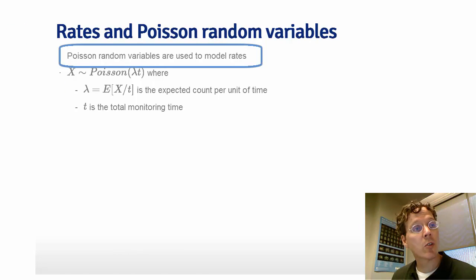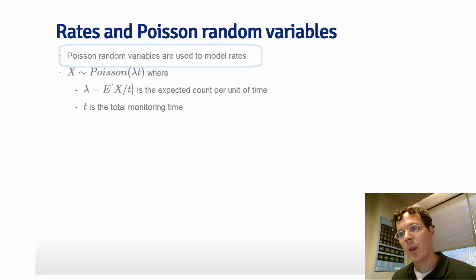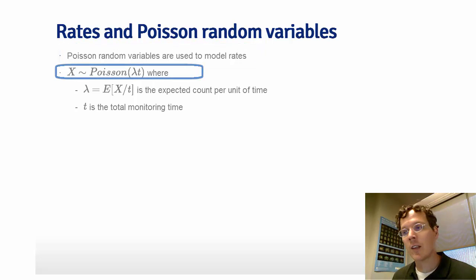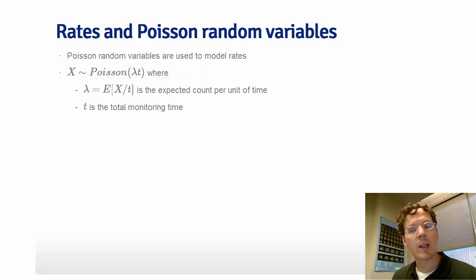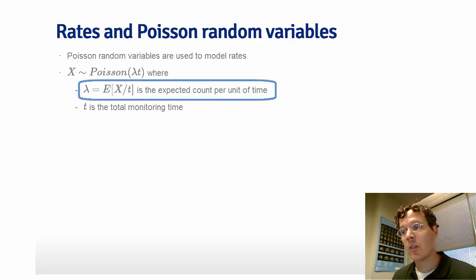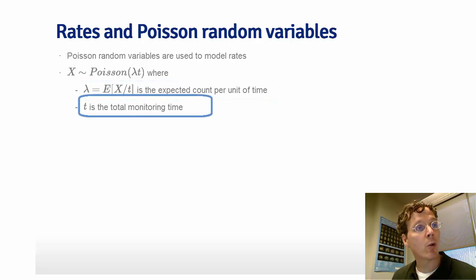The Poisson distribution is often used to model rates. So, for example, let X be Poisson lambda t. It's important to note that lambda here has units. It's the average number of events per unit time, where t is expressed in that particular time unit. So lambda is the expected count per unit time, and t is the total monitoring time. So this is a very common use of the Poisson distribution for modeling rates.